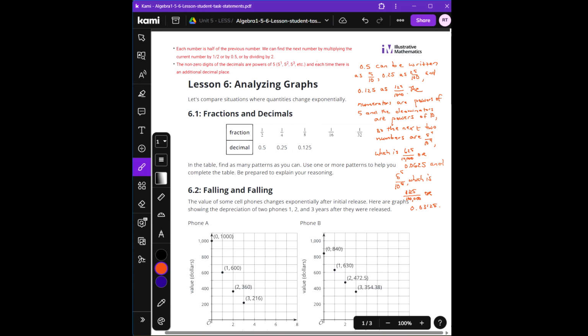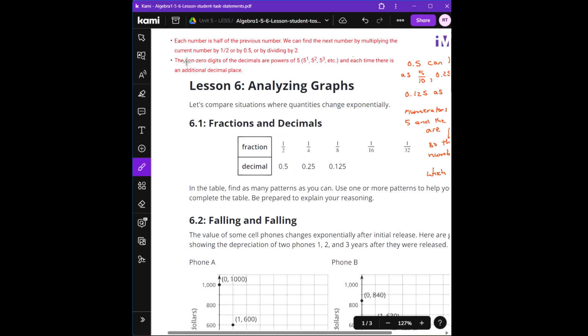1, it says, in the table, find as many patterns as you can. Use one or more tables to help you complete the table and be prepared to explain your reasoning. Okay, so basically, I copied down what's in the book. Sorry, it's kind of small. Let me go ahead and zoom in for you. I think I can do that.